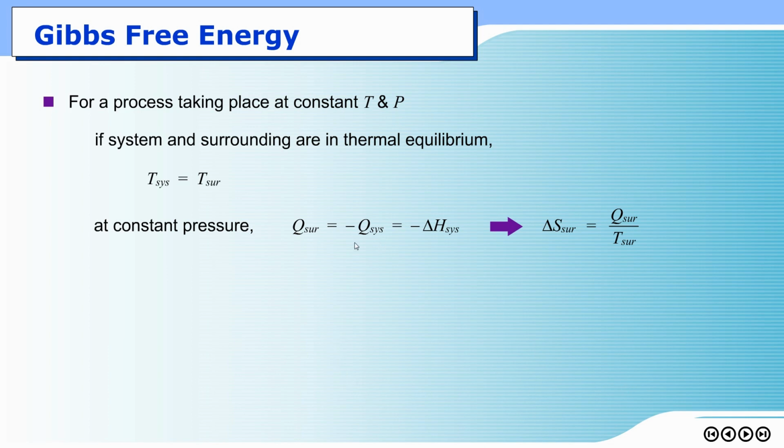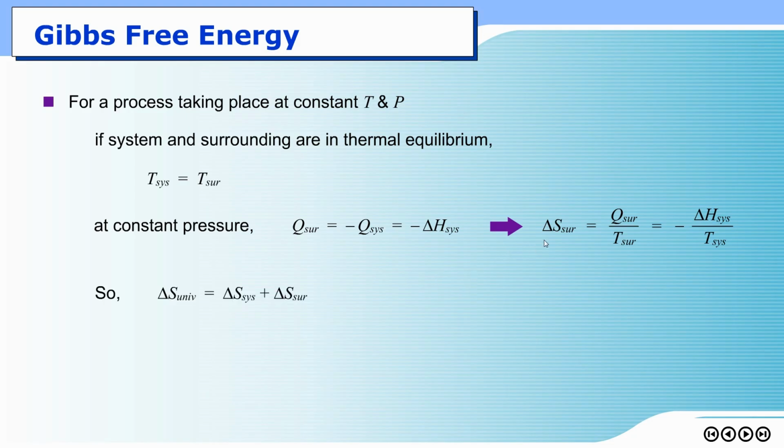So if we plug this relationship back here, we get delta S of the surroundings equal to minus delta H of the system divided by the temperature of the system. If you notice, the right hand side of this equation is all system properties. We can represent surrounding properties by using system properties under this condition. I would like to emphasize this is true only when these assumptions are satisfied.